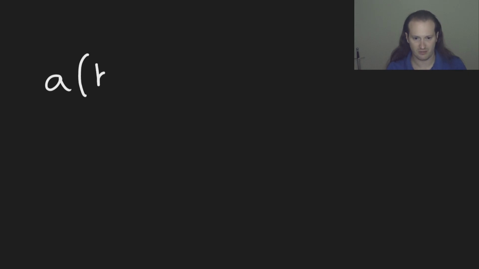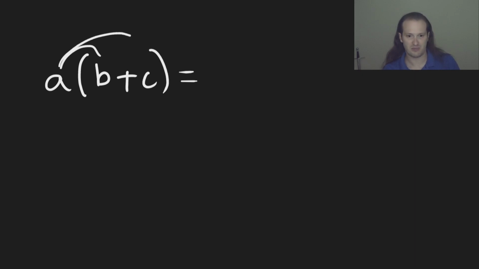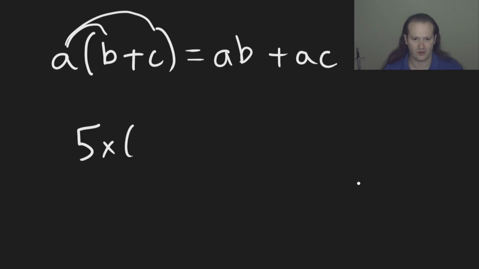We know and love dearly the distributive property. As a reminder, if we have anything multiplied by some addition, we multiply that outside thing by each of the things on the inside, and then keep the plus. So you have A times B plus A times C.